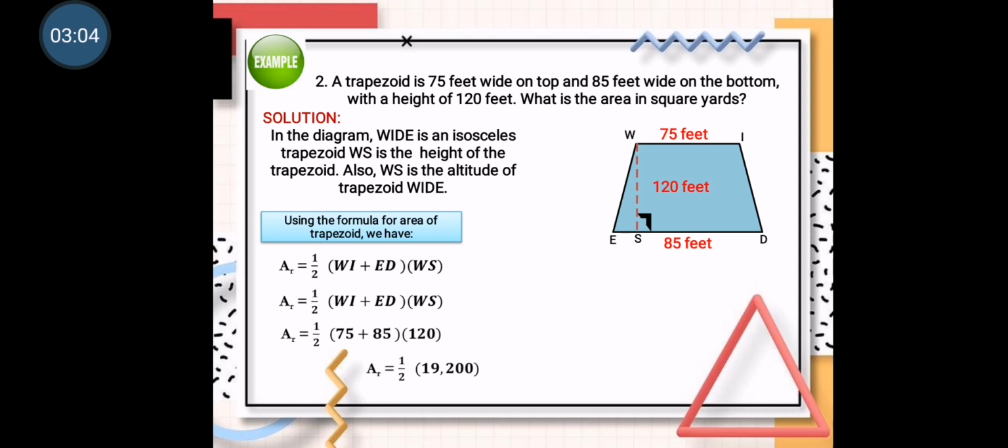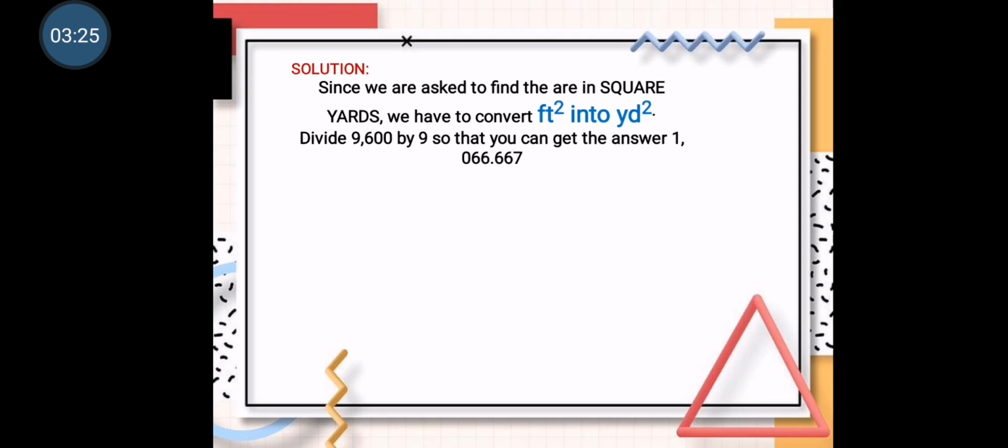So, pinakahuli po natin gagawin ang pag-divide. So, 75 plus 85 times 120, that will be 19,200 divided by 2. Kaya ang area po ng ating trapezoid is 9,600 square feet. Bakit square feet? Kasi feet times feet is square feet. Now, proceed tayo sa conversion portion.